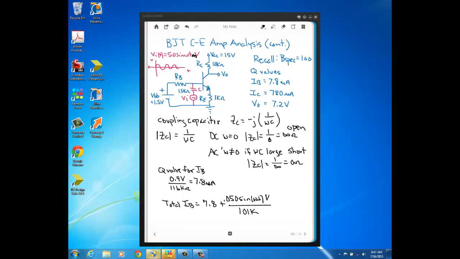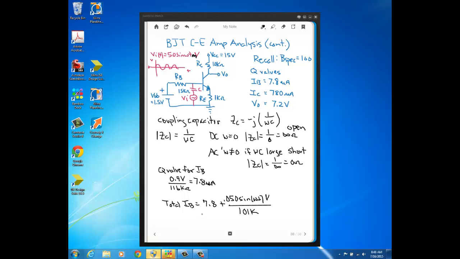Instead of when we did the base current for the Q value, which was this path that involved the 15K, it was the 101K plus the 15K. That's how we came up with 116K. Again, if you go back and look at the previous video, you'll see that. So you see there's a different number here because we're just considering the AC current in this loop here.